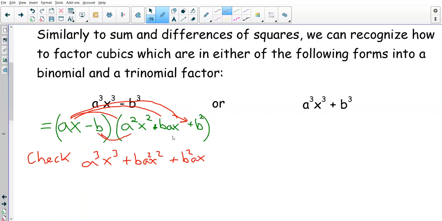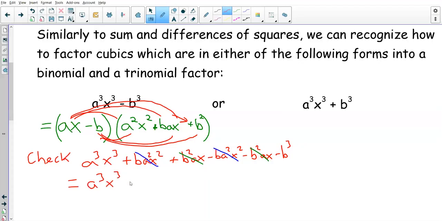And then I need to do the negative b's. So I'm going to have three more terms here. I'm going to get negative b times a squared x squared. Oh, look what's happening. That's going to cancel with that term. And then I'm going to get negative b squared ax as I multiply the negative b by the positive bax, and that's going to cancel. And then the last term that I'm left with is negative b times b squared, which gives me negative b cubed. And so I can see that I get back to the original starting point where I have the difference of perfect cubes.